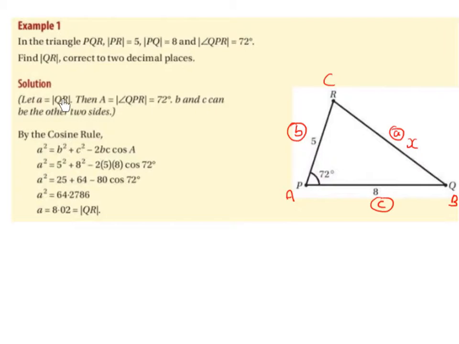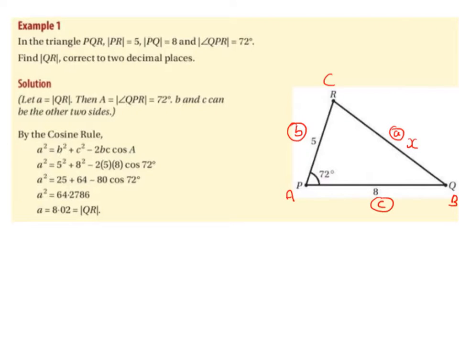So I've let a be the side QR, and angle A be the angle QPR, which is 72 degrees, and b and c can be the other two sides. Again, it doesn't matter which way. So we're going to use the cosine rule, which is a squared equals b squared plus c squared minus 2bc cos A. And then we're going to substitute into our formula.